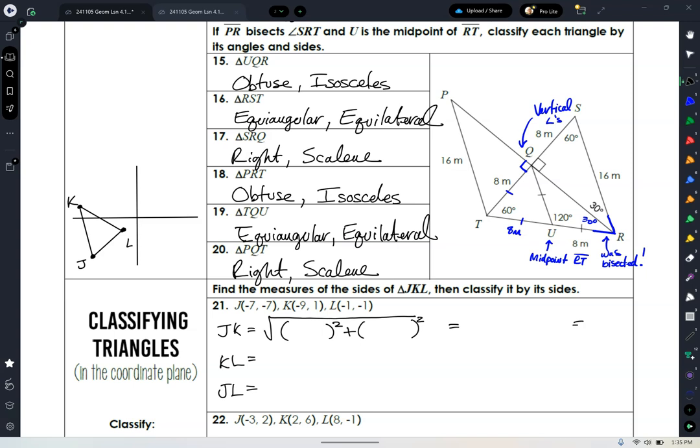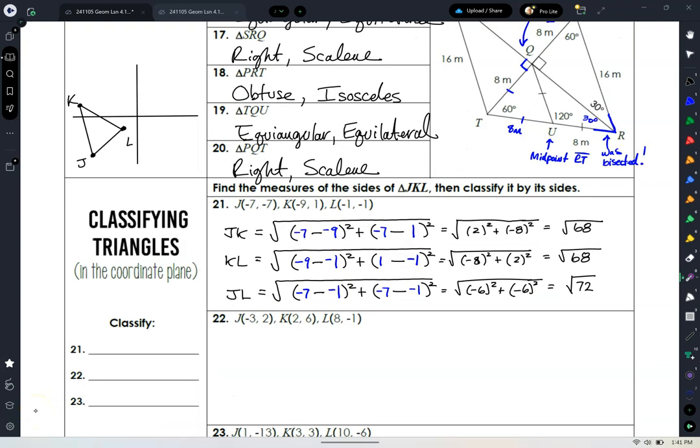X2 minus X1 plus Y2 minus Y1. All right, good for you. So what kind of triangle is this if we classify it by its sides? This is an isosceles triangle. Very good. So now we know how to do that.